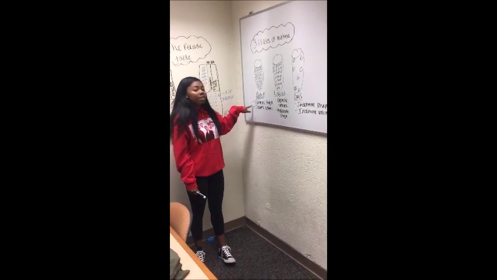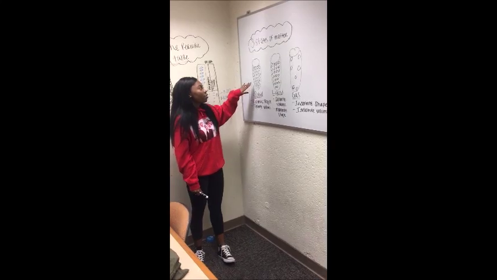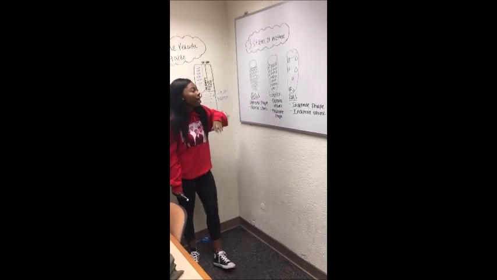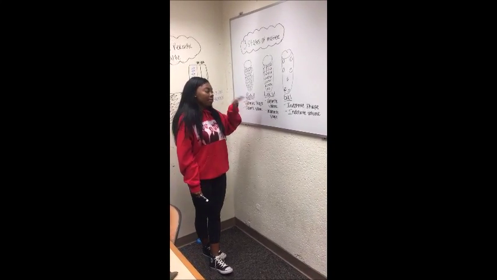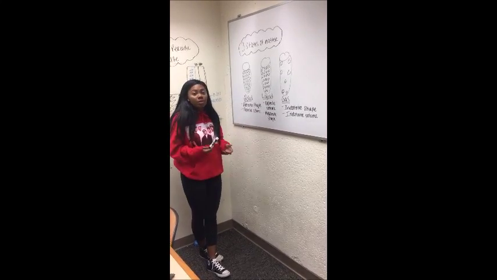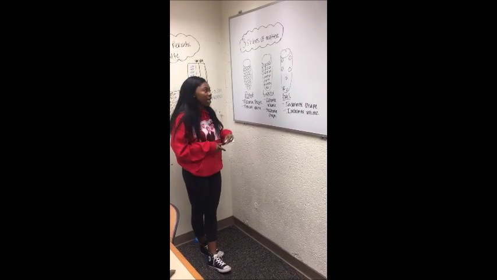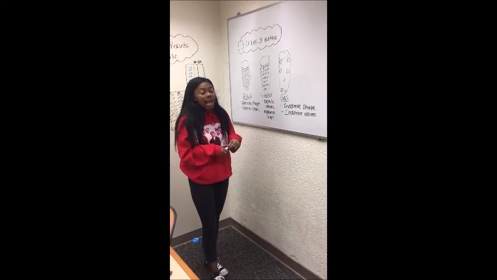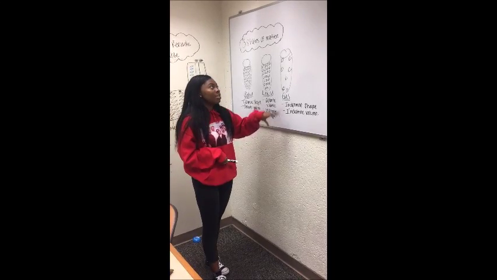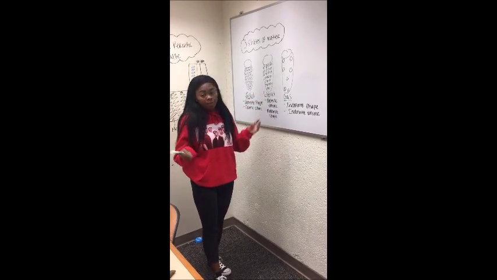A solid has definite shape, definite volume, and its particles are going to be very closely packed together. A liquid is going to have definite volume and definite shape. Its particles are closely packed together as well, but not as closely as a solid. And a gas is going to have indefinite shape and indefinite volume. Its molecules are going to be very far apart.